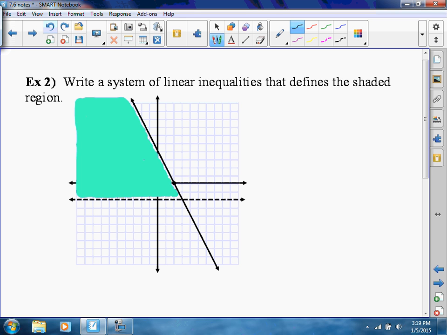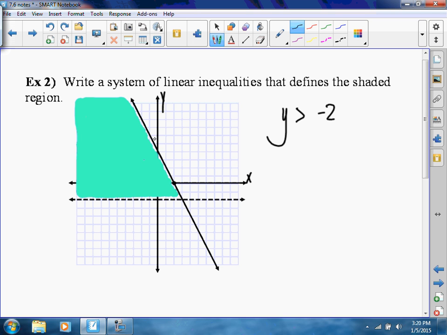Okay, so this is my y-axis and this is my x-axis. So this line right here, that's a nice horizontal line, and that's easy to tell that that's at -2. So if it's horizontal, it's going to be y equals something. It was at -2. And it was a dashed line, so it's either going to be less than or greater than. And it's shaded above, so it's going to be greater than -2. Okay, so there's one of my equations in the system.